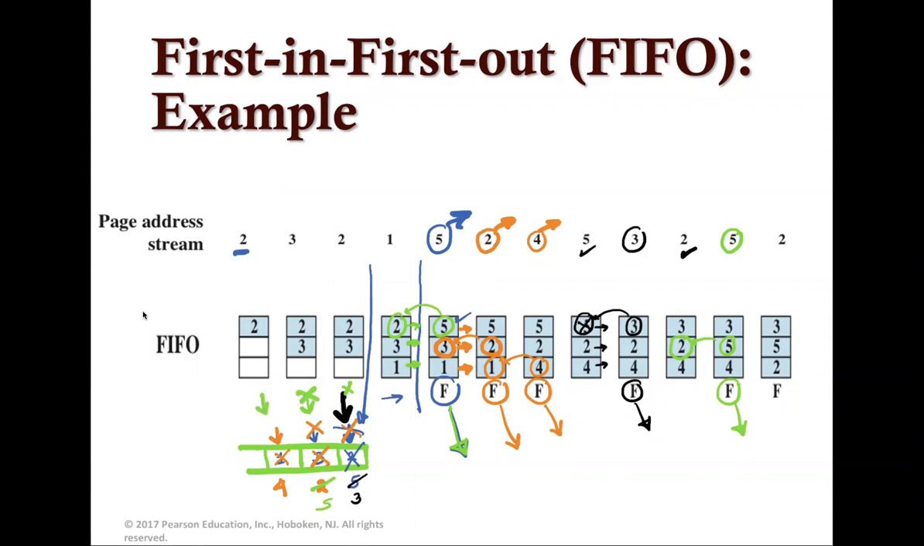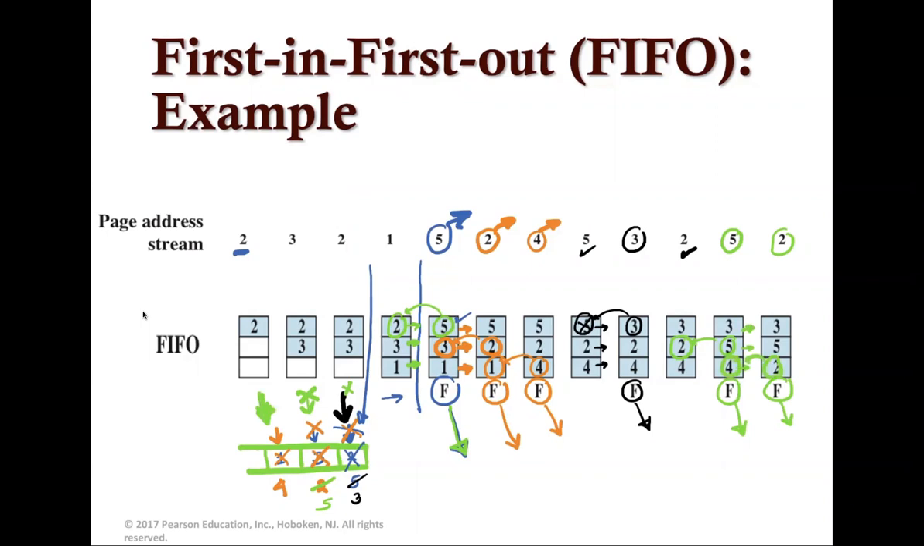And now with the arrival of 2, there is no 2, we just removed it 2 steps backward. So that's where another page fault is triggered, and we need to know which one to replace. Is it 4 or 5 or 3? Where the pointer is pointing, the pointer is pointing now to 4. So now 2 is replacing 4.